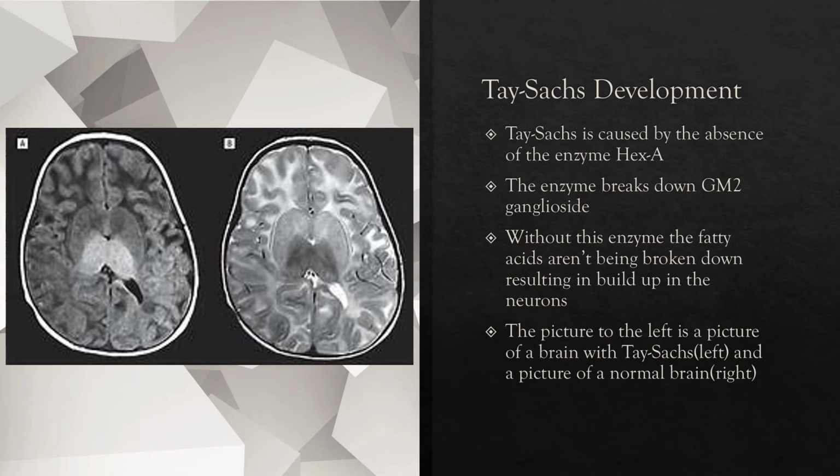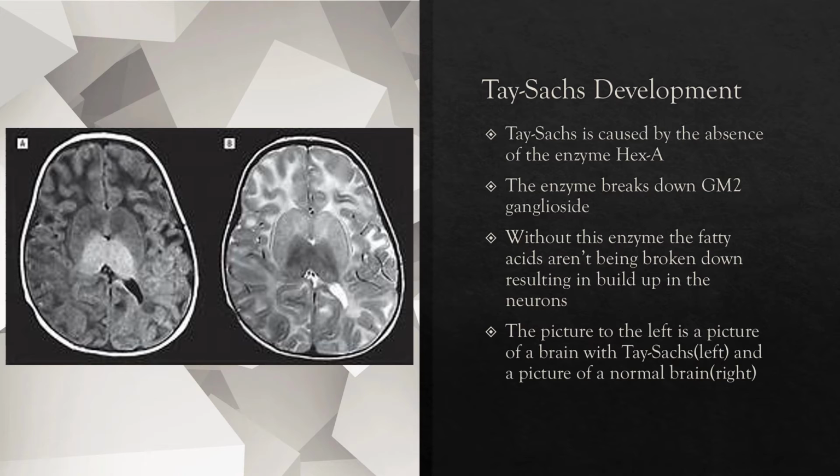Okay, so the enzyme hex A is supposed to break down fatty acids called GM2 ganglioside. Without this enzyme, the fatty acids aren't being broken down, causing buildup in the neurons. With this buildup, it causes cells to die that results in the body functioning poorly.